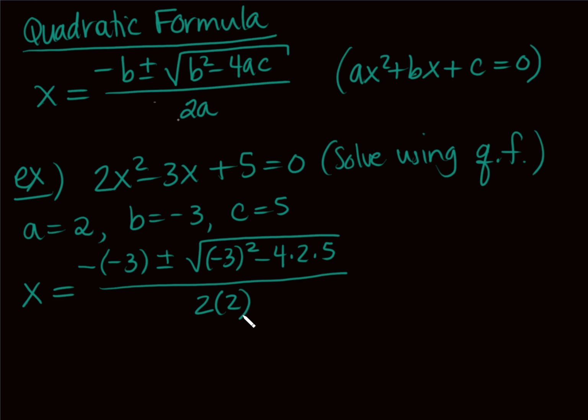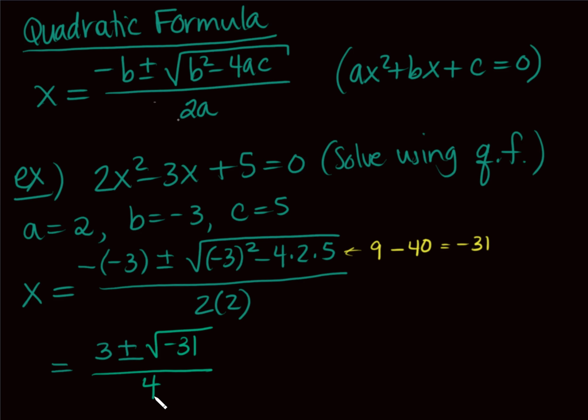All right, so let's start simplifying this a little bit. The opposite of -3 is 3, plus or minus, what do I get here? I'm going to get 9 minus 40, I think. Ooh, this is pretty fun. We're going to have a complex solution. So I get the square root of -31. Plus or minus the square root of -31 all over 4.